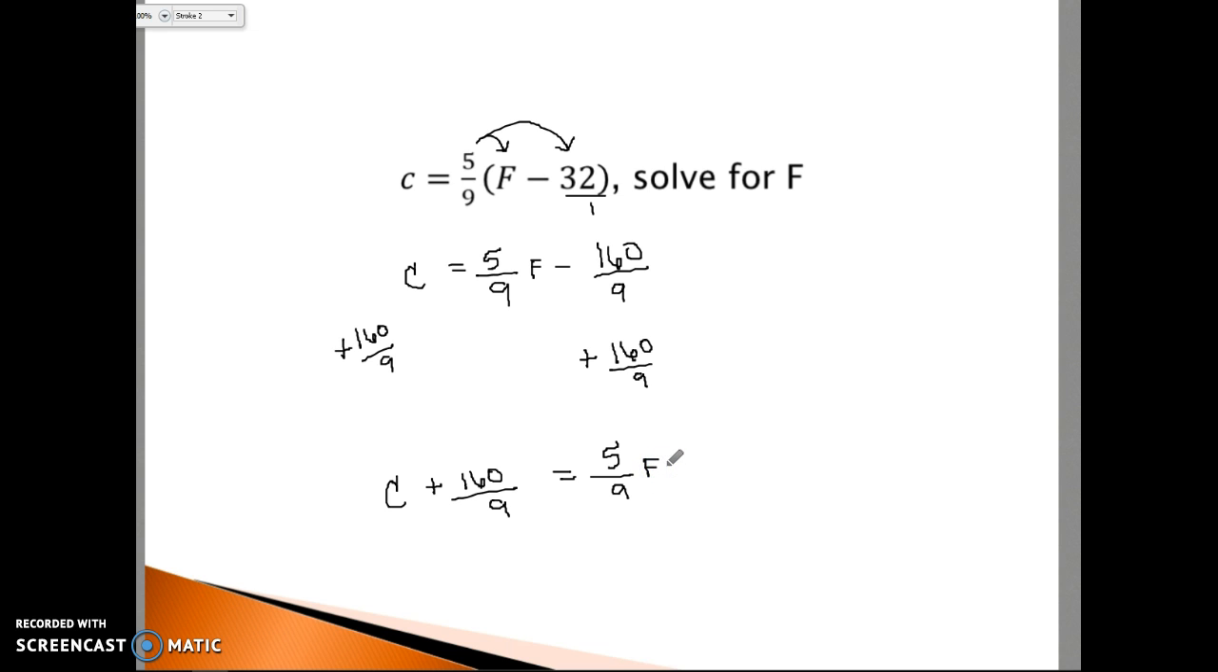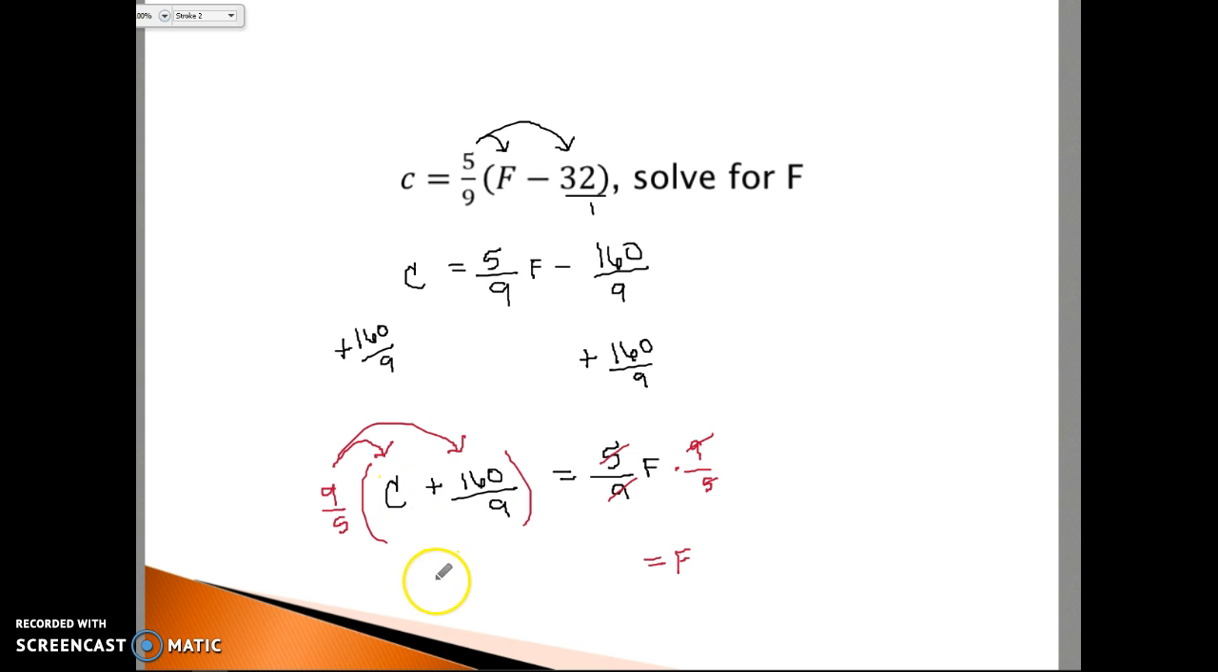And last step, we need to get f by itself. And right now it's multiplied by 5/9. When you divide fractions, it's the same as multiplying by the reciprocal. So we actually want to multiply both sides of this equation by 9/5. That is what is going to undo this fraction. But then we also want to multiply this side by 9/5. So we have our f by itself, but we should also use our distributive property to multiply 9/5 through.